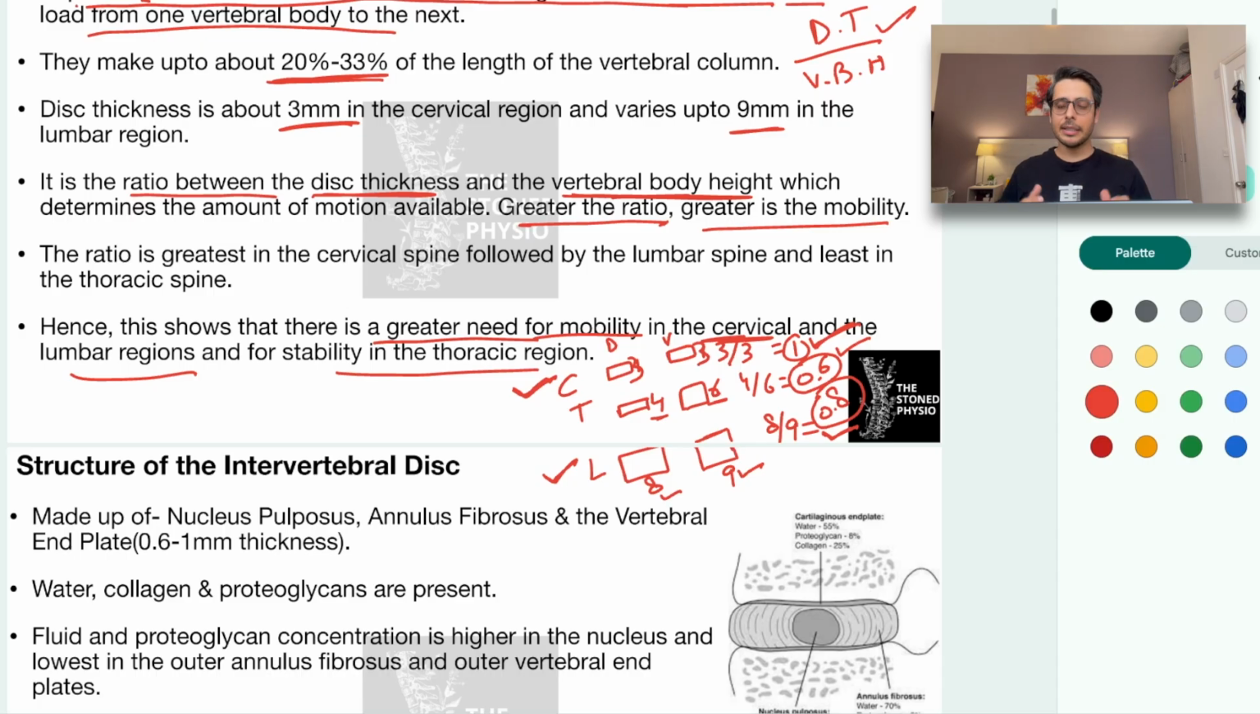The reason being that we have this whole rib cage in the thoracic spine, which helps to protect all these important organs in the body. Hence, we need more stability in that part of the vertebral column, and not much mobility. Hence, we get the least ratio in that particular section, and hence the least mobility but the maximum stability.